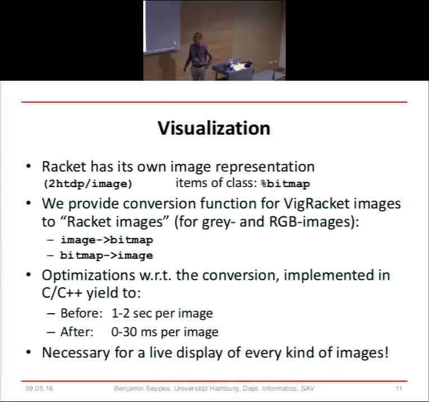And the third thing that we really optimized is, of course, that when the students are working with images, they also want to see live images. They don't want to wait one to two seconds per image. That was where we started last time, the time to convert one image in shared memory to one image which can be viewed in Racket. Now we did some optimization, and we are now in the range of 1 to 30 milliseconds per image conversion. And if you really want to display an image live, you need to be in this kind of time range.